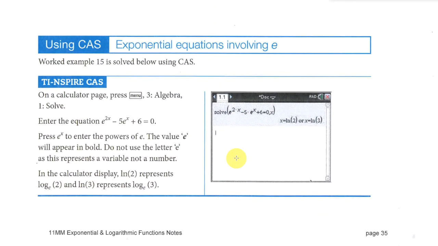And I can do the same thing here with my CAS. Put all that info in. You've seen how I've done it. Notice the solutions come up with ln 2, which just means log e of 2, and ln 3, which just means log e of 3.